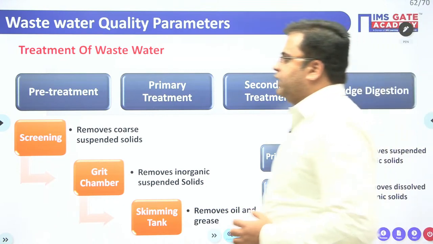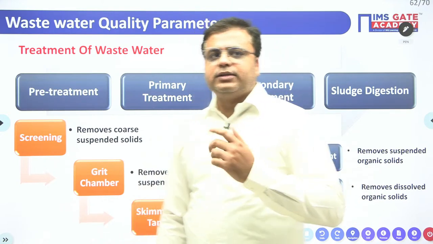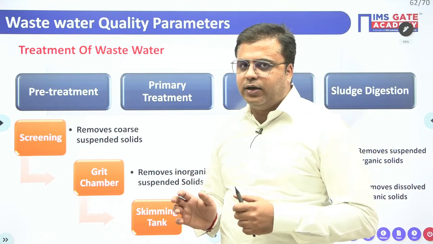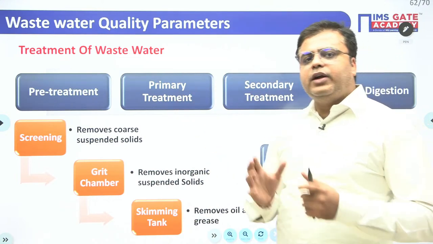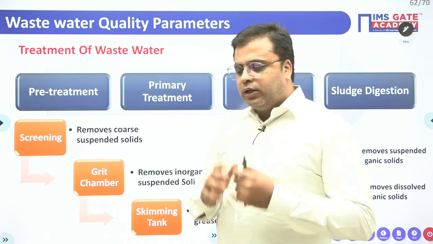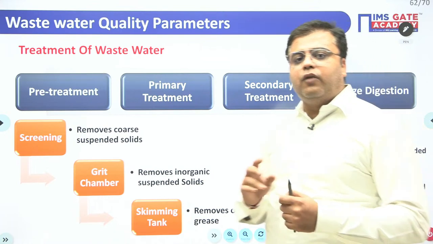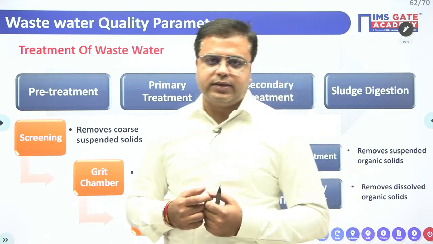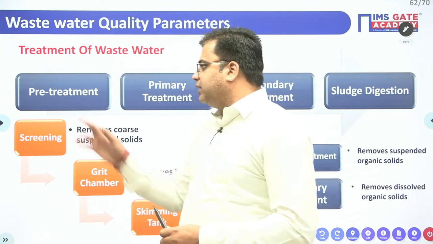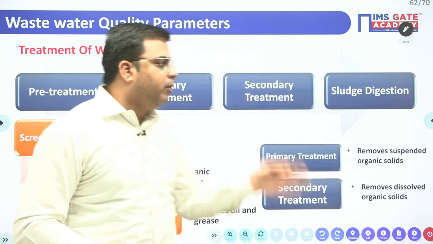We are talking about the wastewater, right? So when we talk about the treatment of wastewater, this entire treatment is divided into pre-treatment, where we talk about the removal of inorganic suspended particles. Second is the primary treatment, where we talk about the removal of organic suspended particles. So suspended organic particles are removed in the primary treatment. In the secondary treatment, we talk about the removal of dissolved or finely suspended organic particles, right?